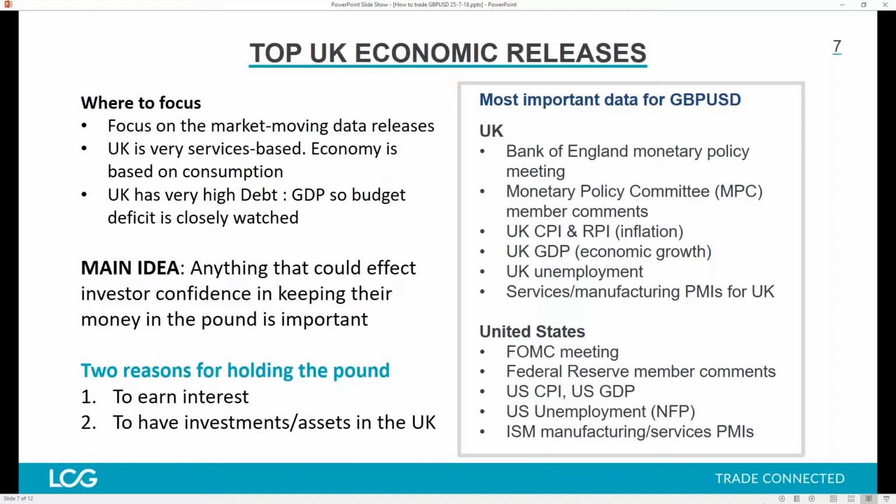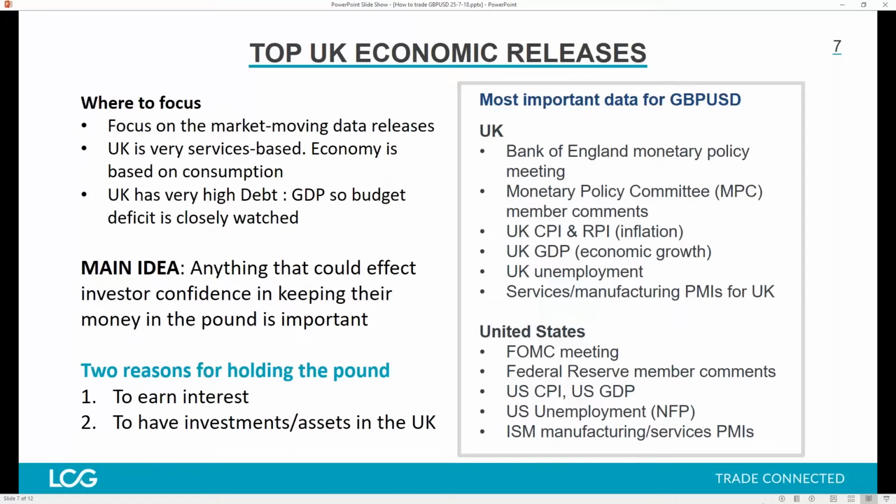and I'll get into this a little bit later when we're talking about Brexit, but why sometimes a Labour government or the prospect of a Labour government is thought of as bad for the pound is because, typically they loosen up the purse strings a bit, more public spending, and so that's very sensitive to markets, primarily because of this idea that we've already got a very high debt level here. But the general idea, the main idea, you can say I've written here, is anything that could affect investor confidence in keeping their money in the pound is important.